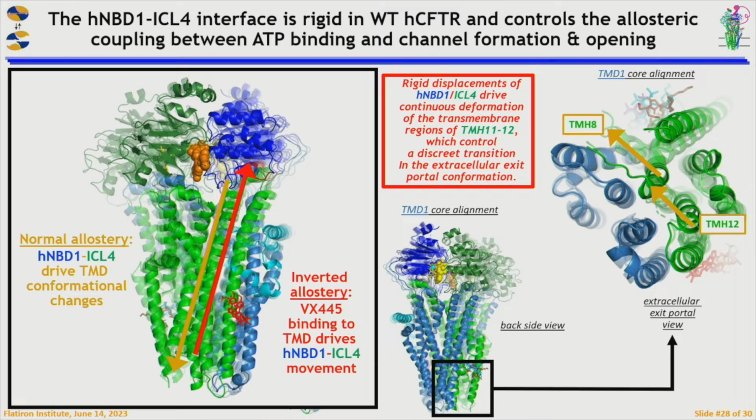So usually the NBDs are pulling these things together, and then the transmembrane helices follow. What VX445 is doing is pushing the transmembrane helices into this conformation. The way we know that is because of G551D. I'm not showing you those structures, but in G551D you can see it's pushing the NBDs close to one another, but they don't actually encapsulate the ATP, because the mutation is right there at the ATP binding site. They push them towards one another, but they don't actually encapsulate the ATP. So that's how they get the inverted allostery.